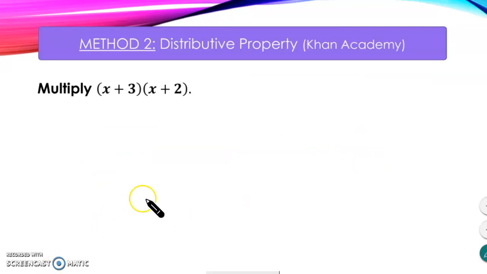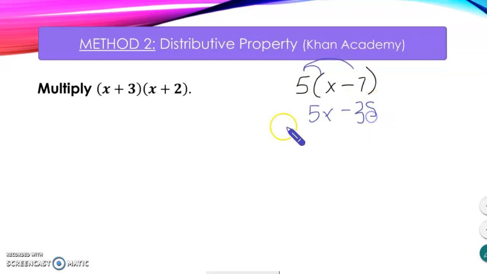So I want to show you another method that some people prefer, and this is using the distributive property. They use this method a lot on the Khan Academy videos when they're multiplying binomials. And so what we're essentially doing here is we know that, for example, if you had 5 times x minus 7 or something like that, we would use the distributive property to multiply those out to get 5x minus 5 times 7 would give me negative 35. We're going to use that same thought process here when multiplying these binomials by each other.